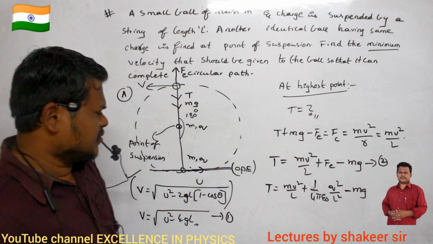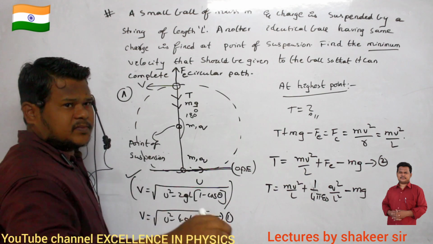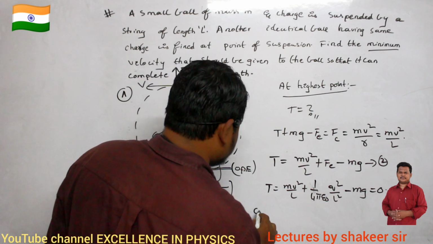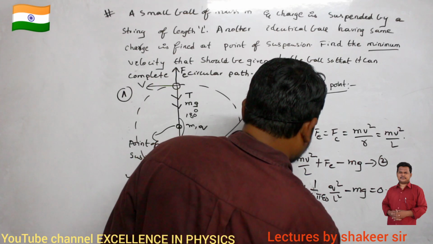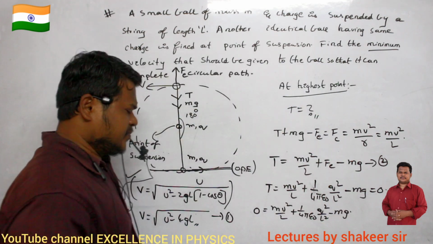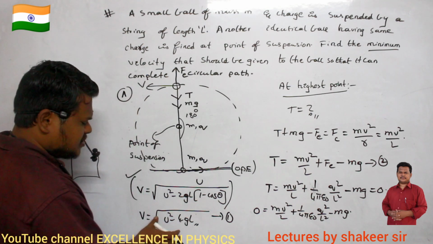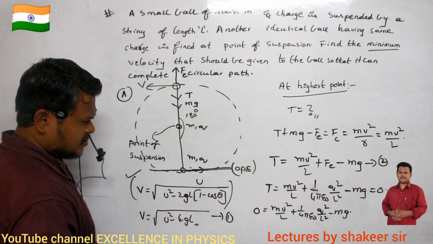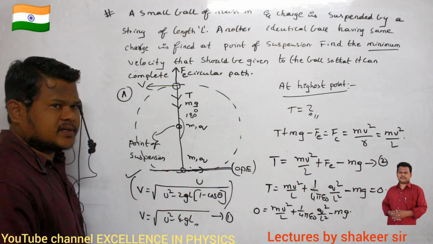Clear, ma? And for velocity to become minimum, tension at the highest point should become 0. Clear, no? So therefore I will equate this total term to 0. So 0 is equal to mv square by L plus 1 by 4 pi E naught Q square divided by L square minus mg. That's all, no? So what is v here? Final velocity. Final velocity relation we have already calculated, no? So just substitute it here, and what am I supposed to find out? I am supposed to find out initial velocity. Calculate that one, that is our answer.